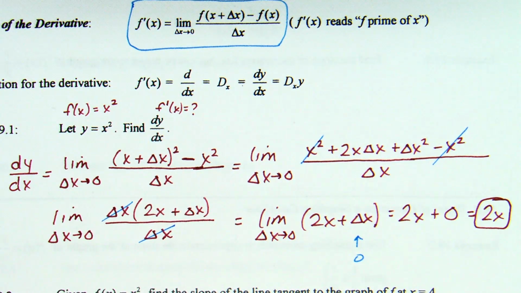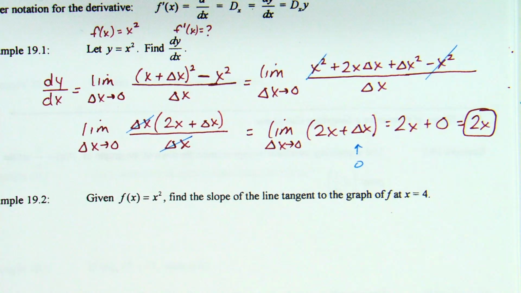Okay, you ready to try example 2? Jackson's like, well, not that I really have a choice. Okay, so, given f of x equals x squared, find the slope of the line tangent to the graph of f at x equals 4.